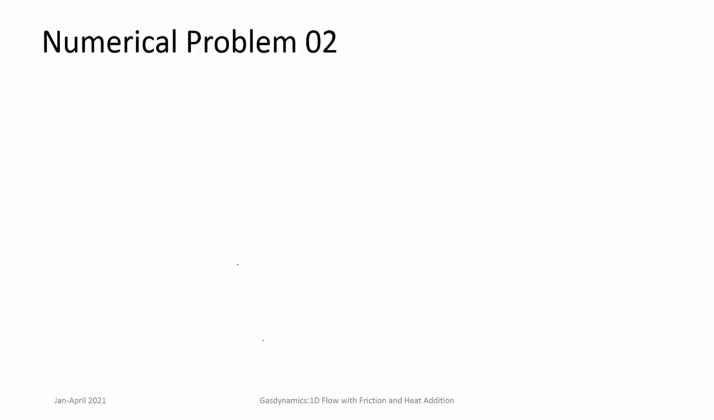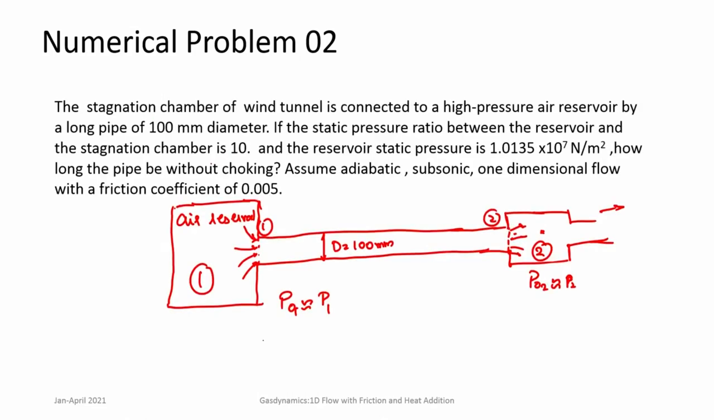What we are given is basically P naught 2 by P naught 1, or P naught 1 by P naught 2. The ratio is 10. And what we are now considering is what should be the length so that it does not choke. So what is the maximum limit? Maximum limit L max is the point when it chokes.